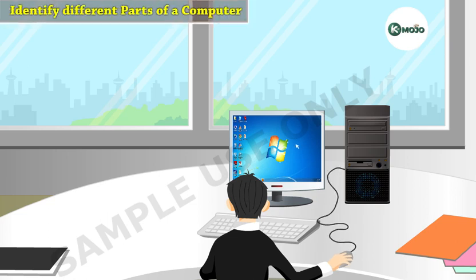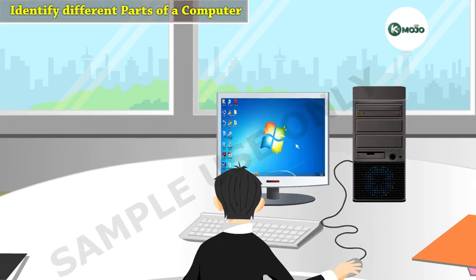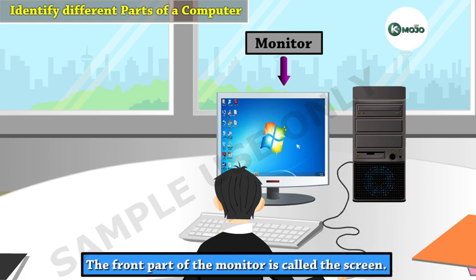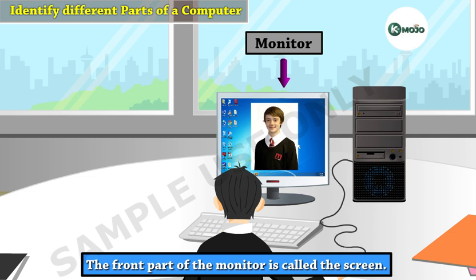Identify different parts of a computer. Monitor. We can view words, numbers and pictures on the monitor. The front part of the monitor is called the screen. See, Arav is watching picture on his computer.